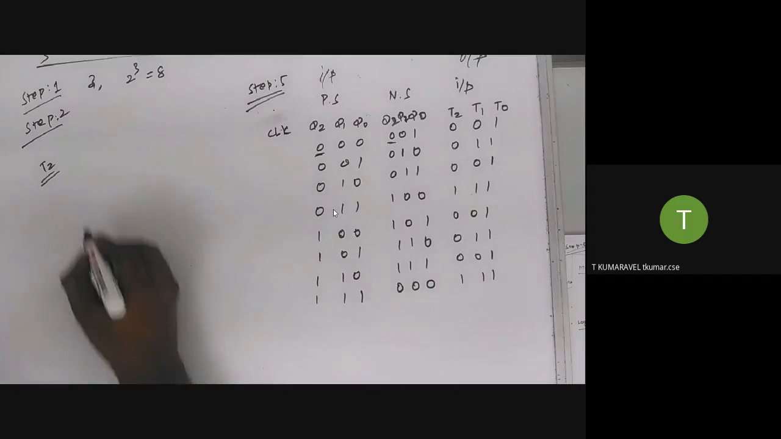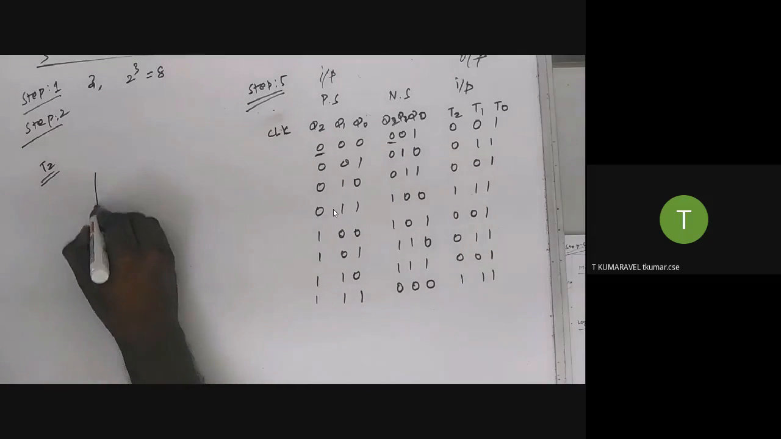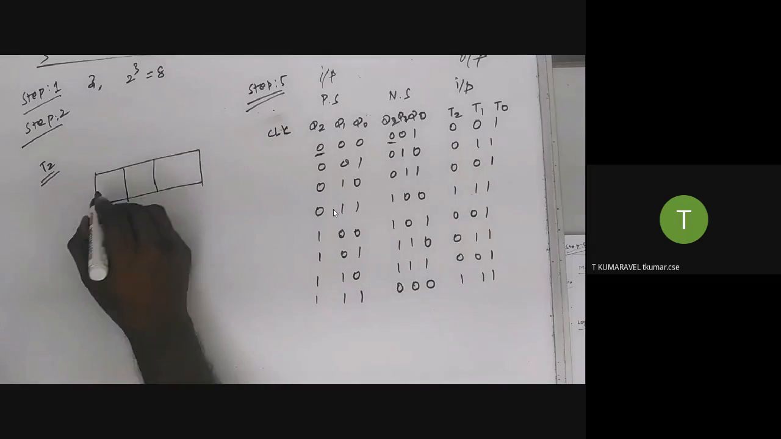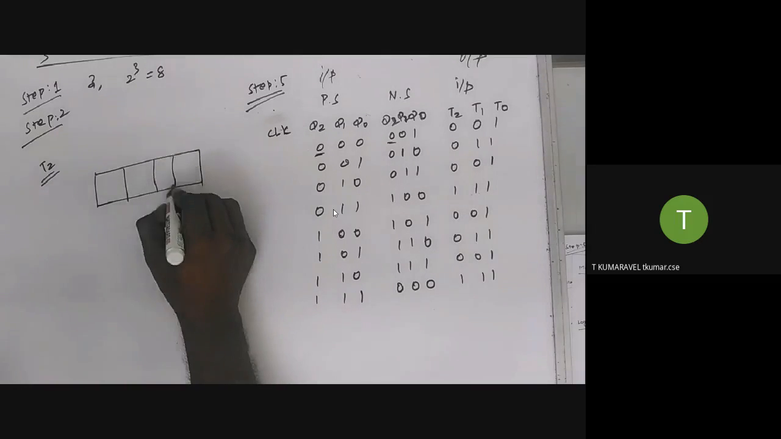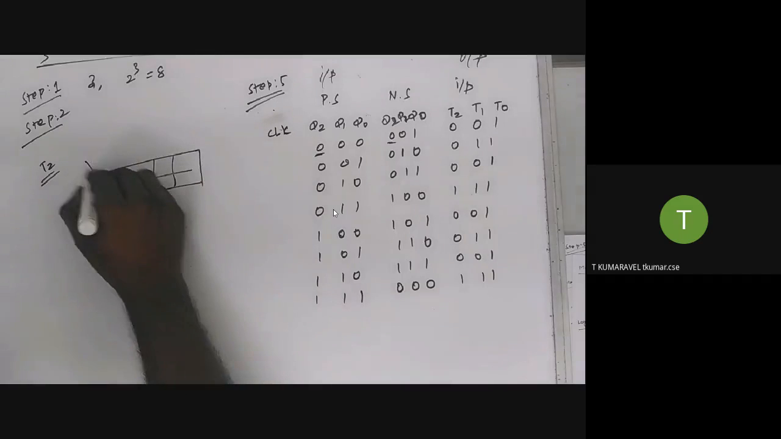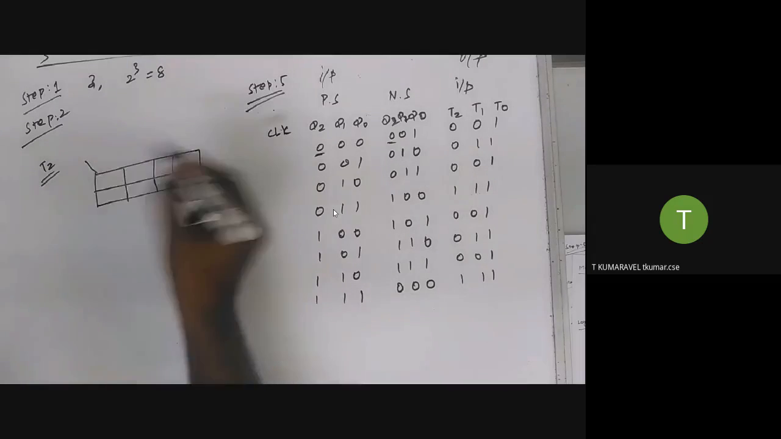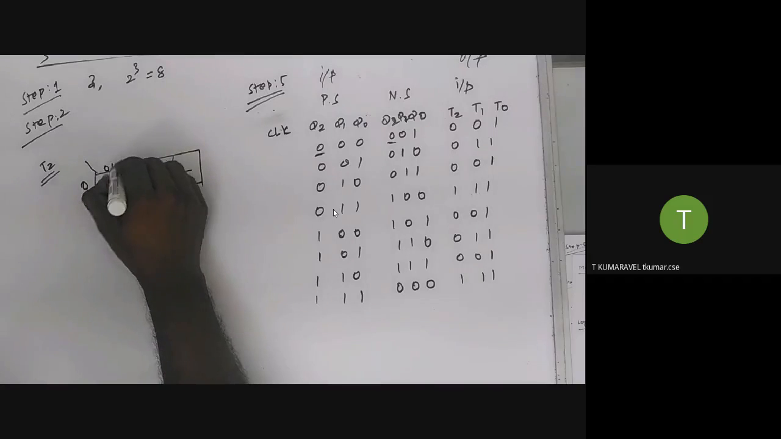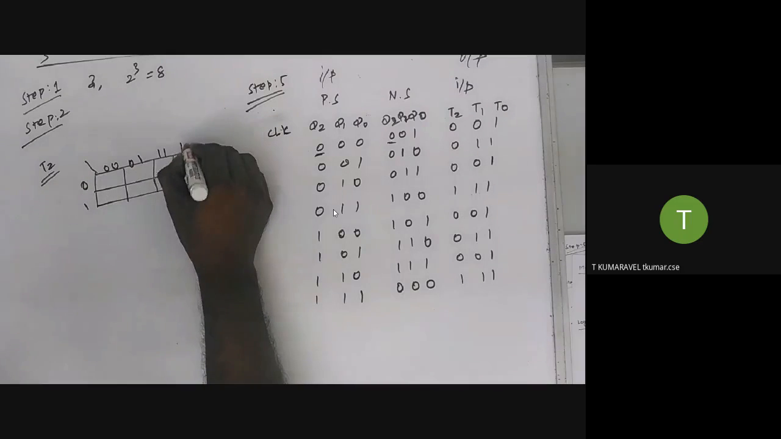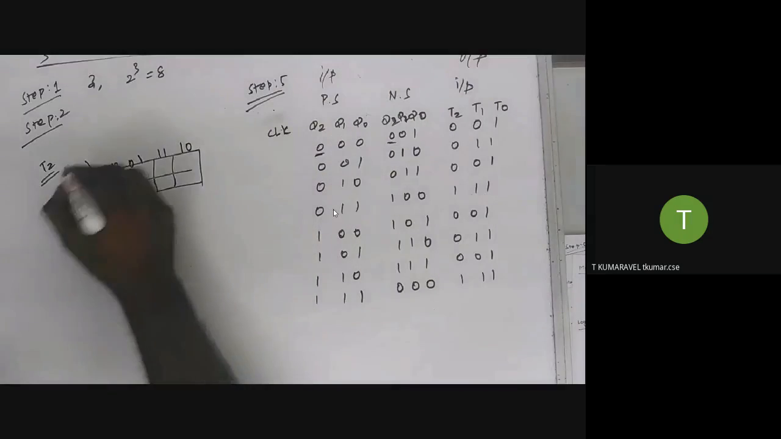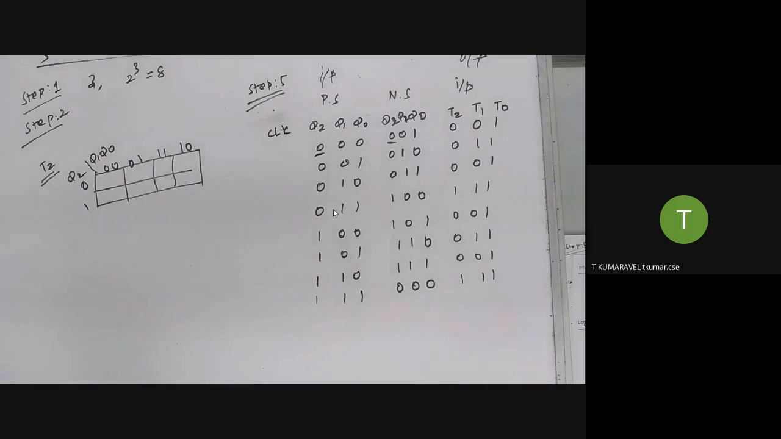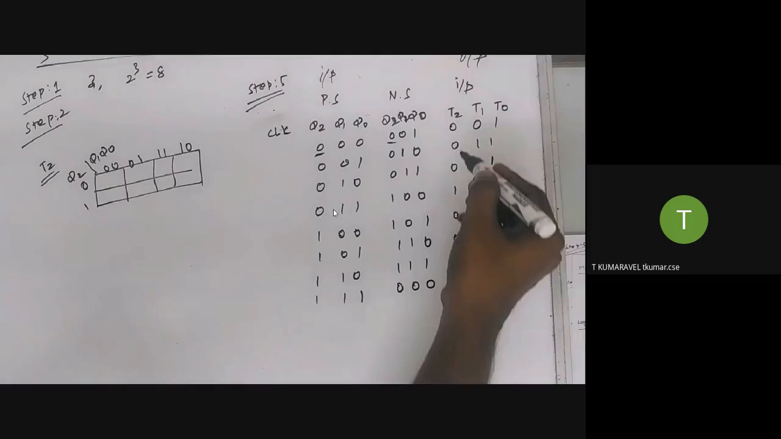T2. First you take T2. This is a 3-variable column, because three variables are available. So I go for a 3-variable column. So 8 input combinations are available: 0, 1, 0, 0, 0, 1, 1, 1, 0. What are the input parameters? Q2, Q1, Q0. So you look into the K-map.